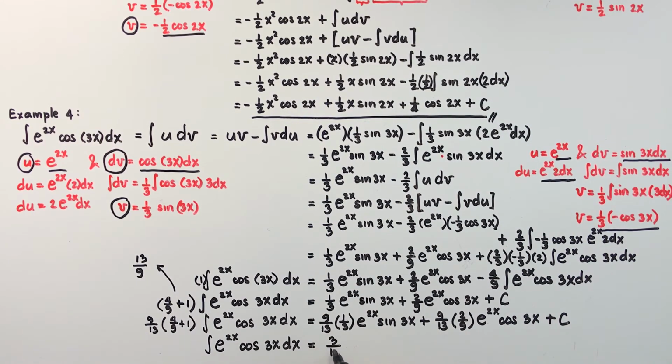3 over 13, because the 3 in this 9 and the 3 in this denominator cancel each other. So we have 3 over 13 times e to the power 2x sine 3x plus 2 over 13, because the 9 here and this 9 in the denominator cancel each other. So we have 2 over 13 times e to the 2x times cosine 3x plus the constant of integration c. And this is our answer for this example number 4.